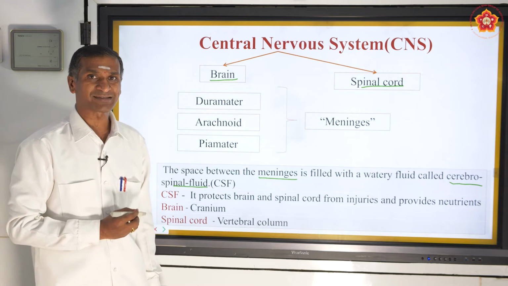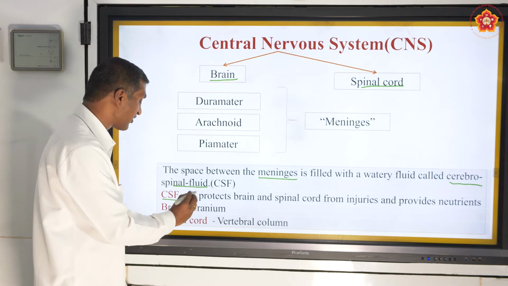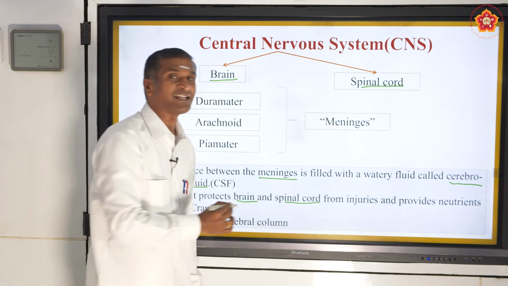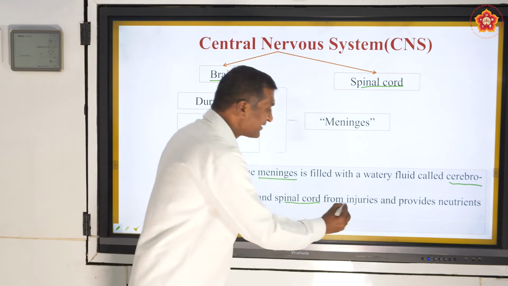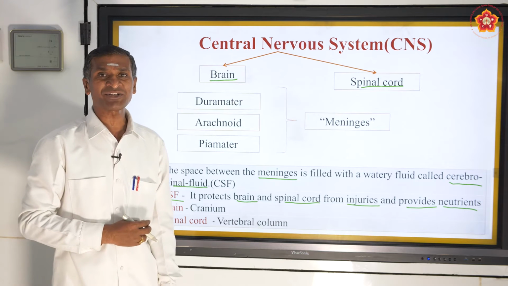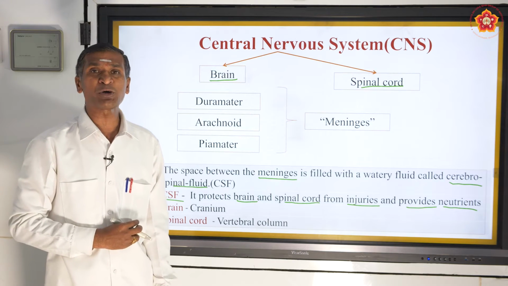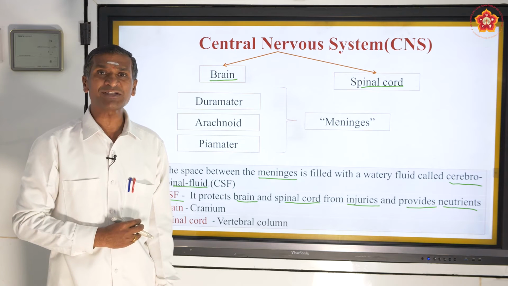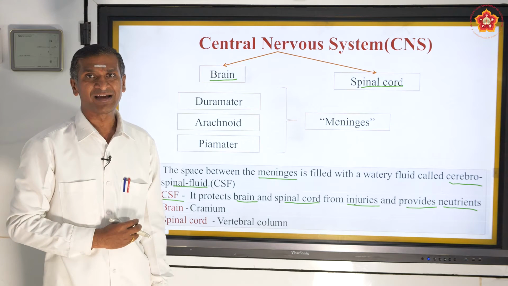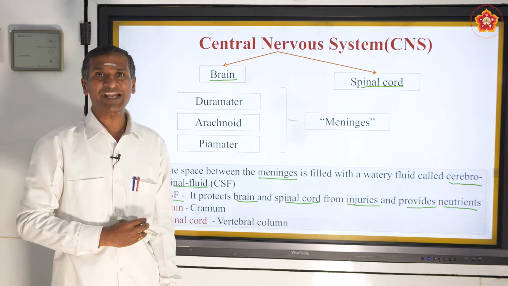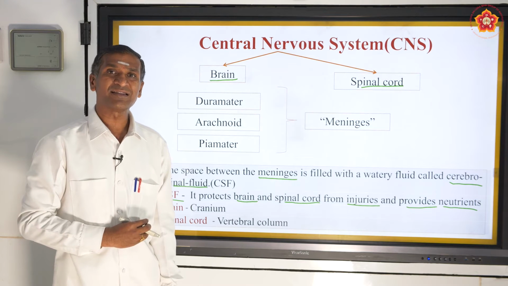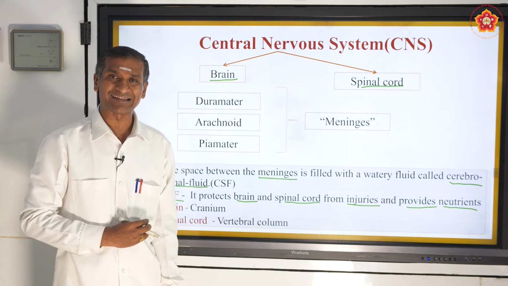For what purpose? The purpose of the CSF, or cerebrospinal fluid, is that it protects the brain and the spinal cord from injuries, and also it provides nutrients. So the two important functions of the CSF, a watery fluid found between the layers of the meninges, are protecting the brain and spinal cord from injuries and providing nutrients for both.